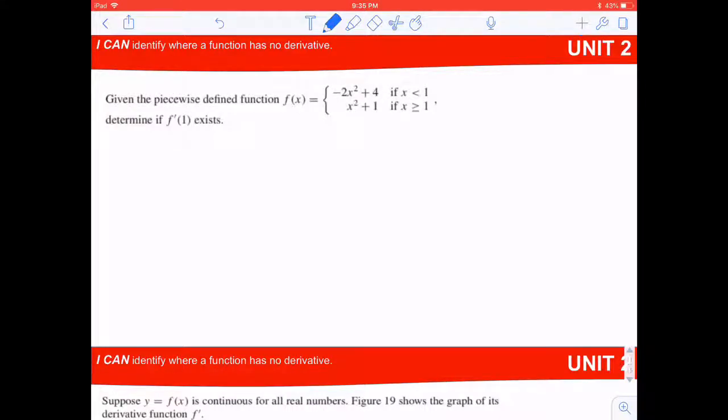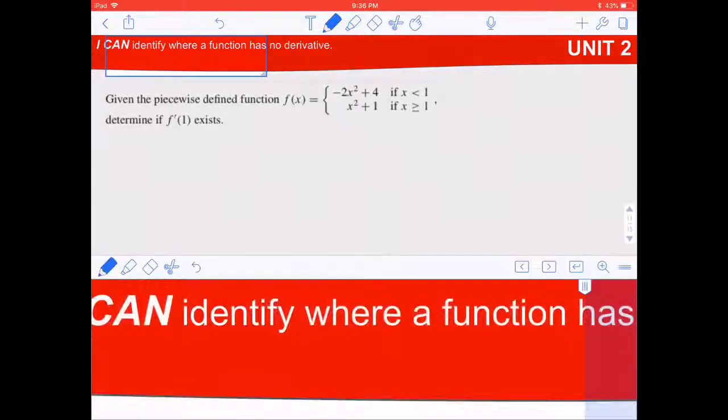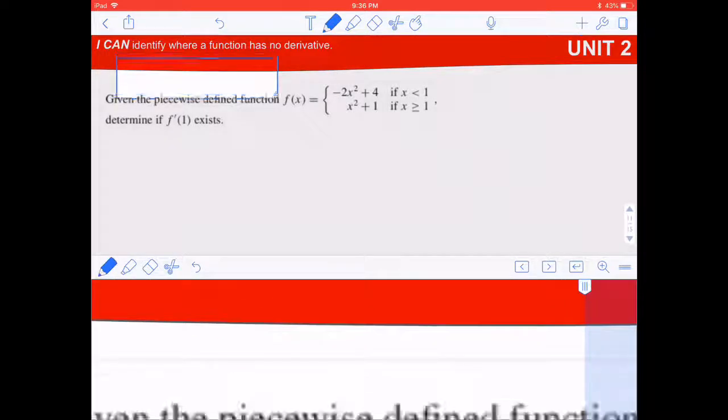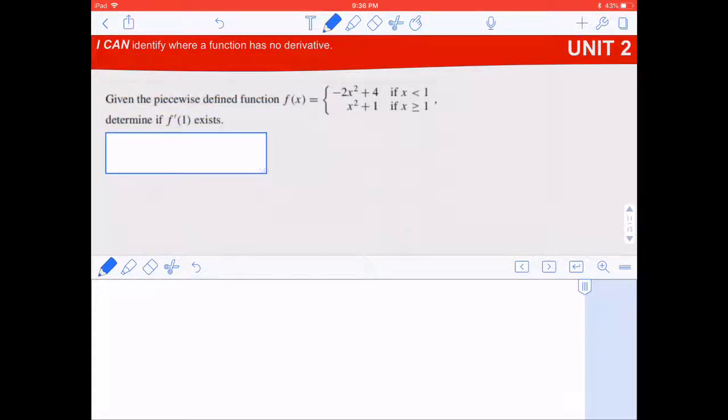So we have another example here. Given the piecewise defined function f of x equal to negative 2x squared plus 4 if x is less than 1, and x squared plus 1 if x is greater than or equal to 1, we want to determine if the derivative exists at x equal to 1. So what we're going to do is go ahead and find the limit as x goes to 1 of the difference quotient.